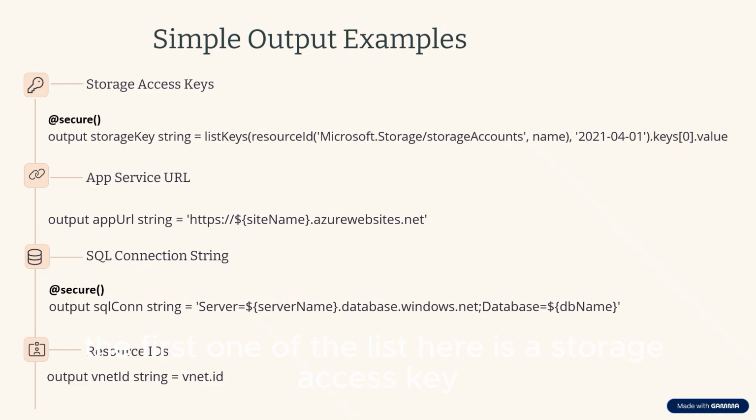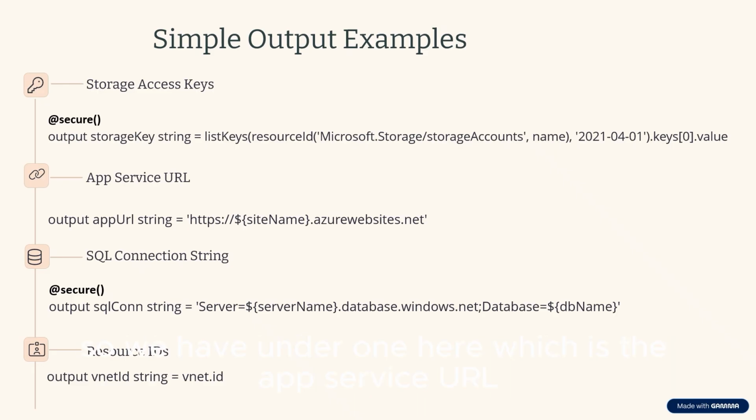The first one on the list here is the storage access key. Here we see that we are defining an output storage key, which is a string, and we're also assigning the value of that string. Now, if you look very well, you'll see that we are using this secure decorator. This is to mask the value so it doesn't show in the deployment log. Say for some reason we need to grab this out and probably pass it to other deployments, this might be a way to get that value.